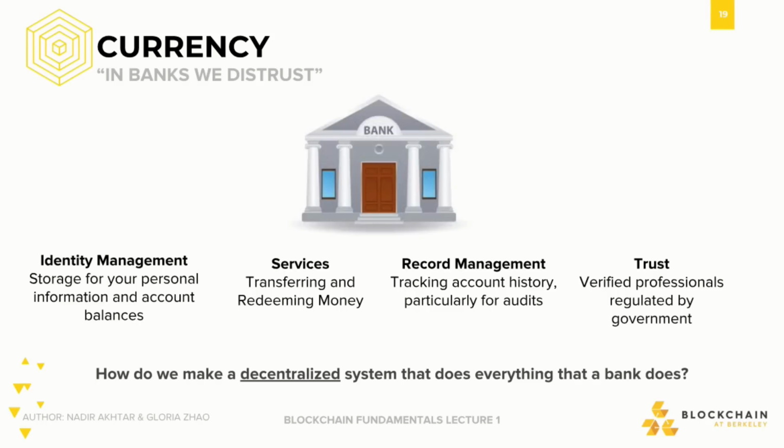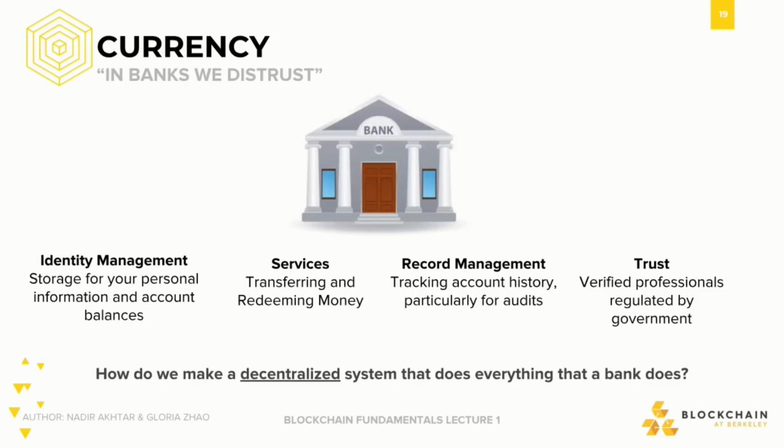Now, let's talk about how currencies work. First, I'm going to give you the bank model. So what do we expect from a bank? First of all, identity management, right? We register our personal information with a bank. They take our social security number or whatever, and they set up an account for us, and that account has some amount of money in it. They might have a checking account, a savings account, whatever, but we all have our own personal identity that is managed by the bank.